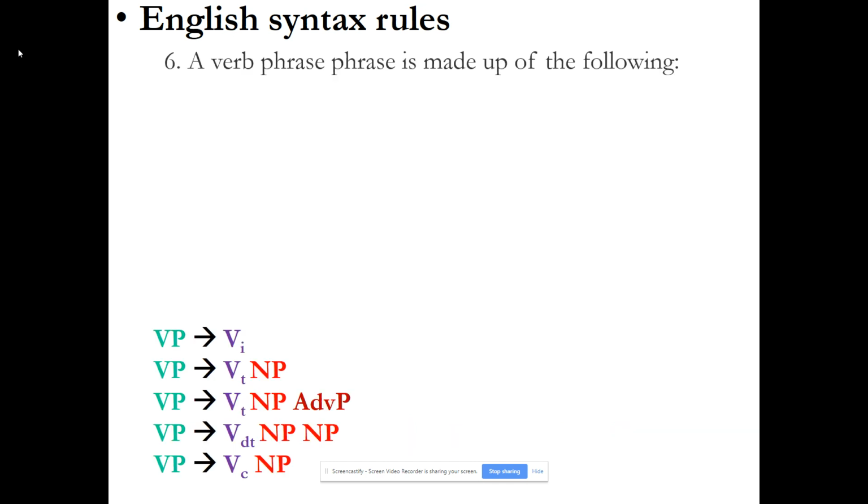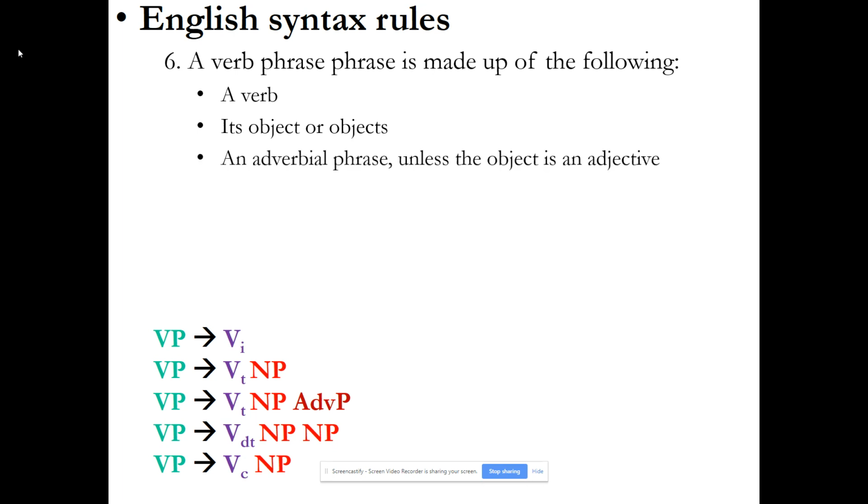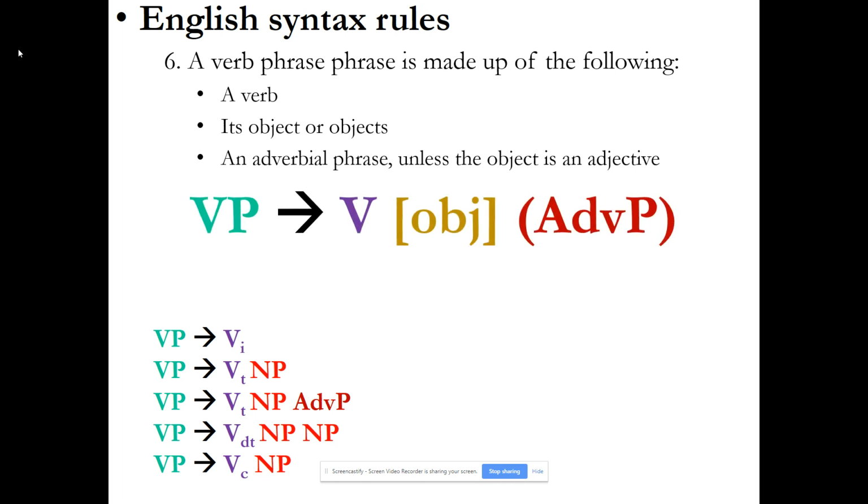Okay. Here we go. So a verb phrase is made up of the following. A verb, its object or objects, and an adverbial phrase, unless the object is an adjective. Three things: a verb, its object or objects, and then an adverbial phrase or an adverb phrase, unless the object is an adjective. You can't put an adverbial phrase after the verb and its object if there is an adjective there. It doesn't make sense.